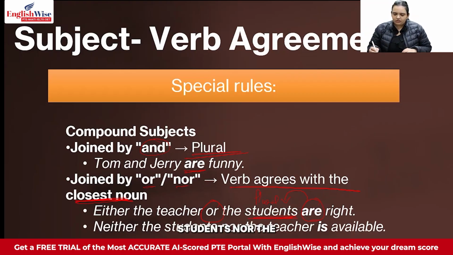Neither the students nor the teacher is available. So now over here again, students and teacher are connected with the word nor. So you will again go with the one where the verb will agree with the subject which is closest to it. So teacher is singular. So it will say like neither the students nor the teacher is available.